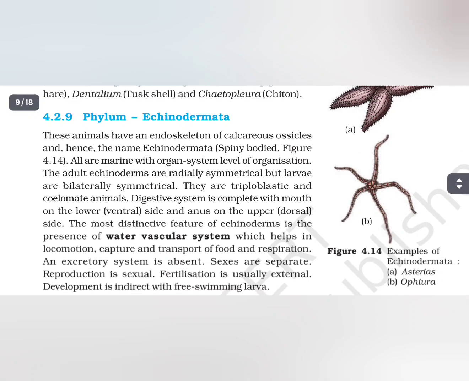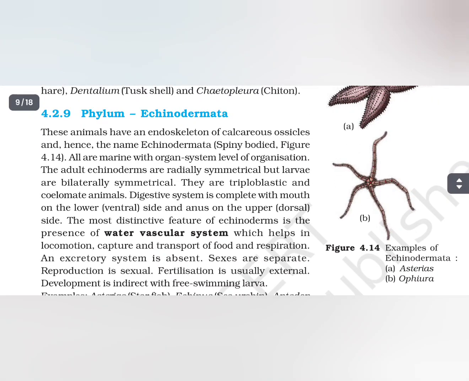chiton. Phylum Echinodermata. These animals have an endoskeleton of calcareous ossicles and hence the name Echinodermata, spiny bodied. All are marine with organ system level of organization. The adult echinoderms are radially symmetrical, but larvae are bilaterally symmetrical. They are triploblastic and coelomate animals.